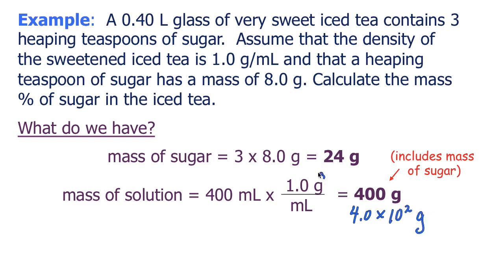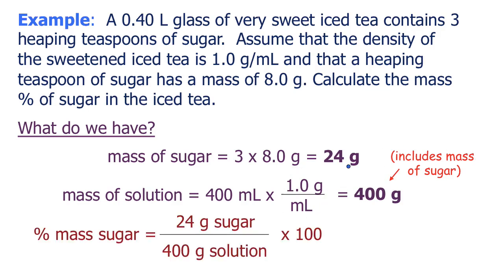This, remember, was the density of the solution. So this number includes the mass of the sugar. The result then is the percent mass of sugar is 24 grams of sugar divided by 400 grams of solution times 100%, which gives us an answer of 6% sugar by mass.